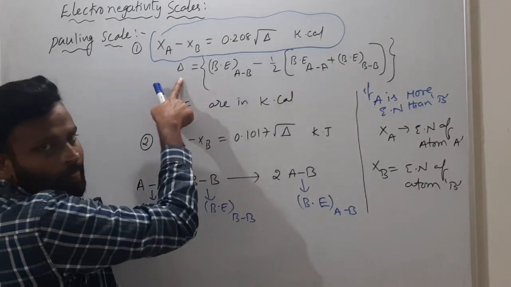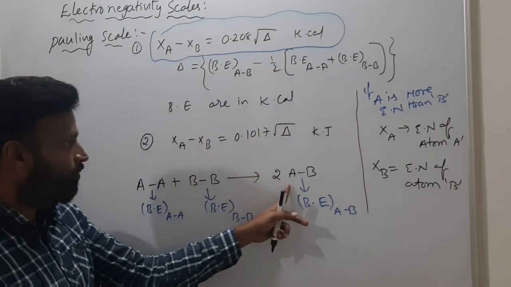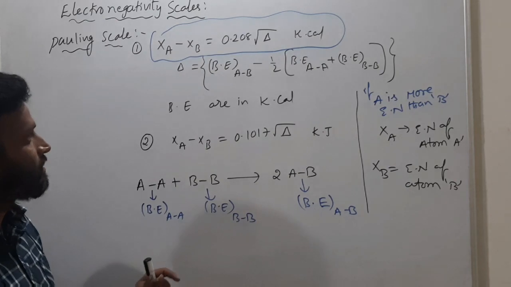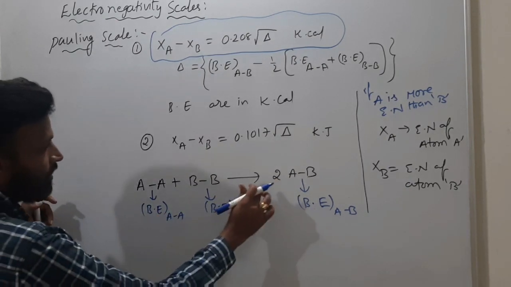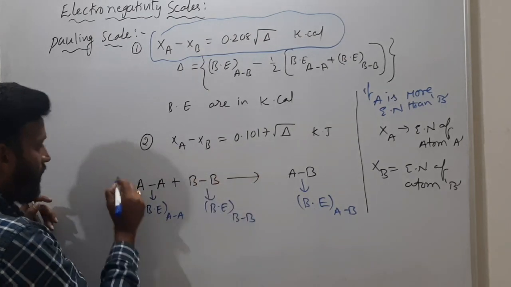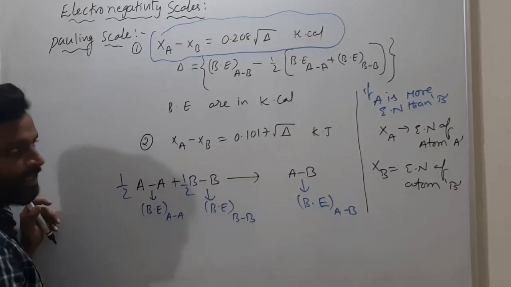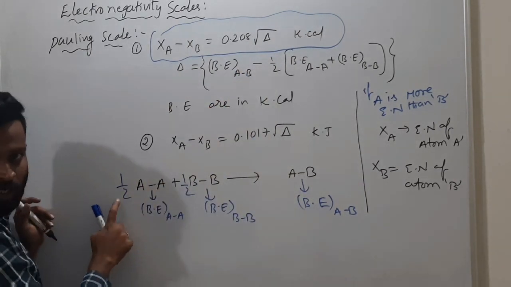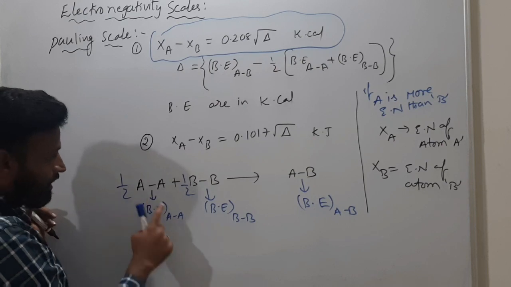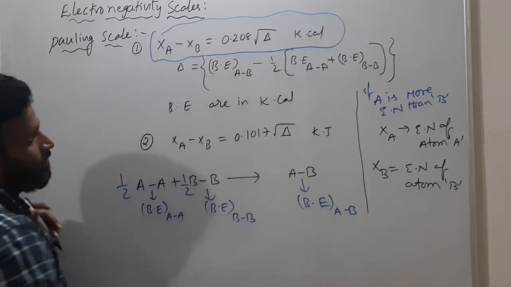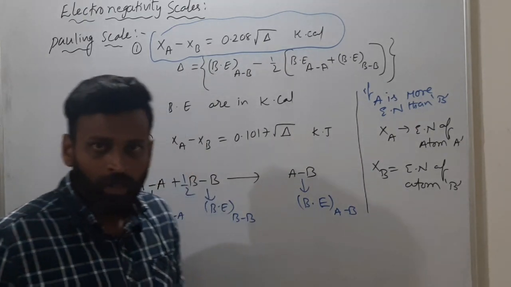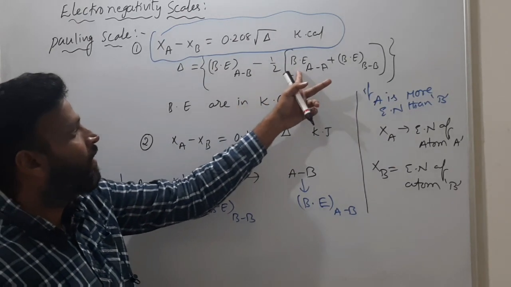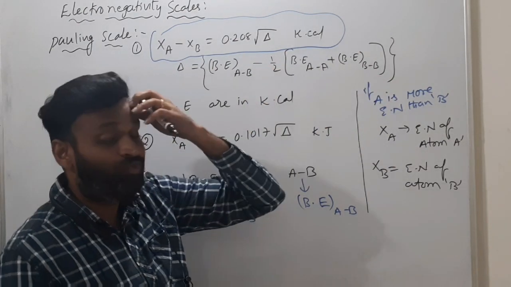What is delta? Bond energy differences: the bond energies of products minus reactants. Here we have 2 moles, but if you take 1 mole, AB will be 1, and AA and BB will each be half. So for 1 mole, delta is the bond energy of AB minus half of the sum of the bond energy of AA and the bond energy of BB. That is delta. Very important.